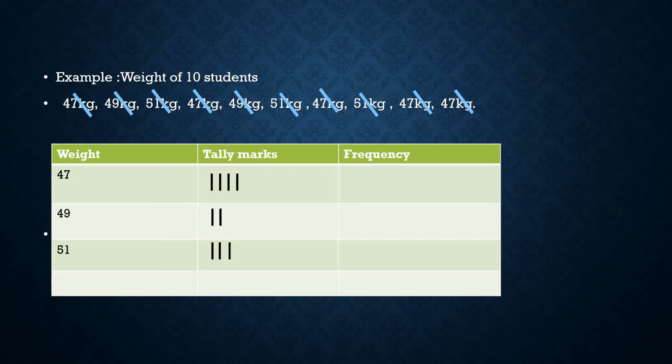Now here a total of 4 lines are already there, so the last one will be cutting all the 4, so the total will be 5. Now in the frequency column, for 47 kg the tally marks total is 5, so the frequency will be 5. Here 2 lines are there, so it will be 2, and then here for 51 kg it will be 3. Now we will add all of them: 5 plus 2, 7 plus 3, 10. So the total, capital N, is equal to 10, and it was already given as the weights of 10 students.